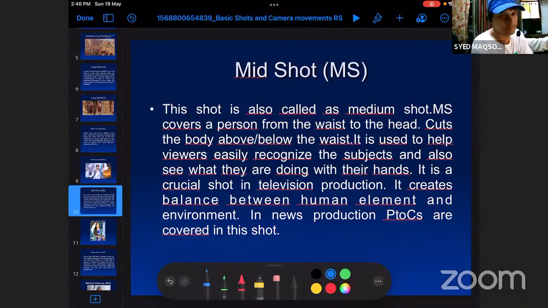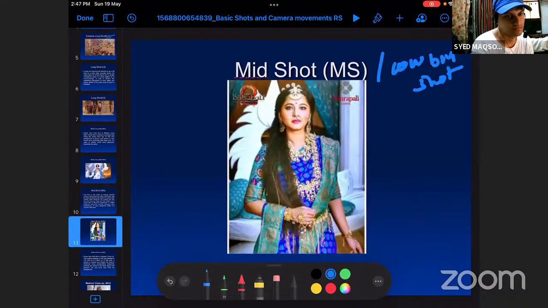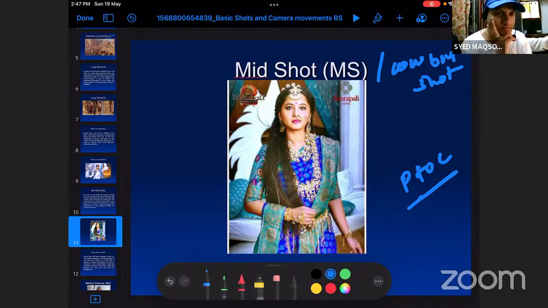So in this shot you clearly identify the subject, and you also identify the location. This is the most used shot in television production, like the P2C. Have you heard about the P2C? Piece to camera. Whenever the reporter reports from the location, giving some information from the location, that is called P2C.